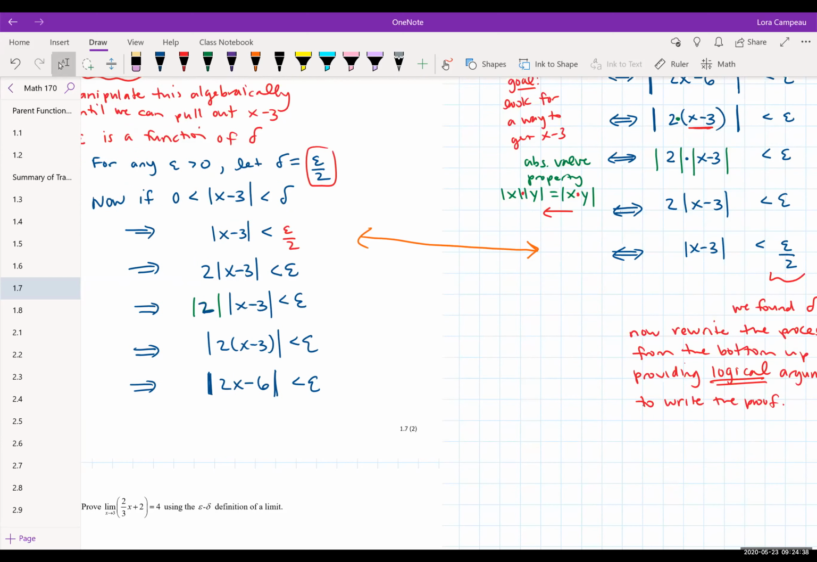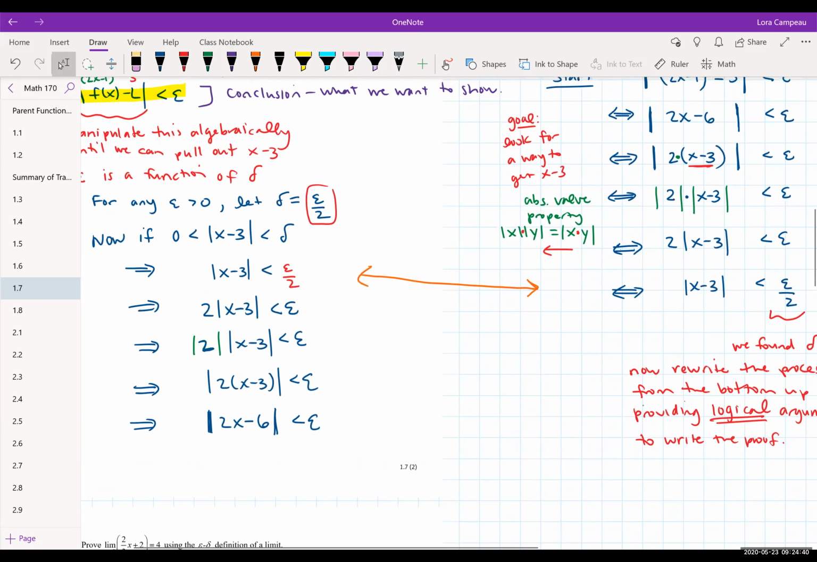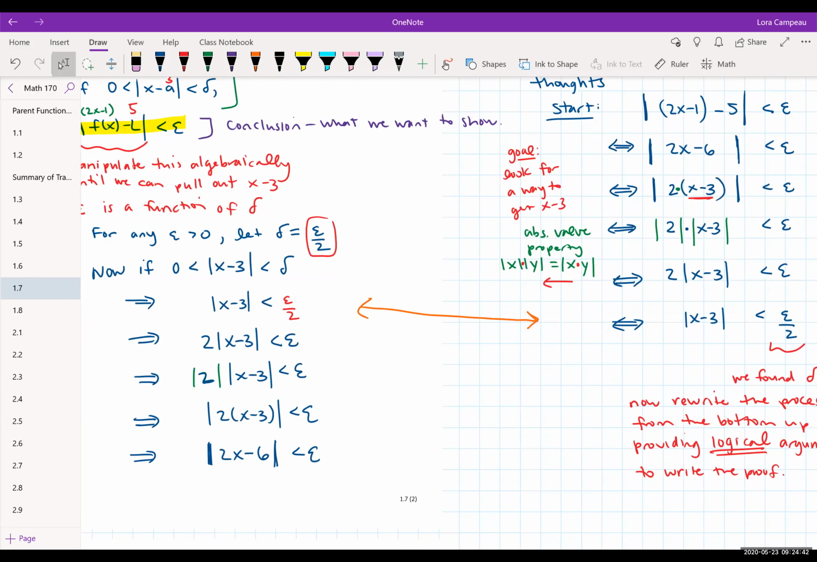Now here's where we have to get a little creative. And that's the reason why we worked backwards. How would you know to break up the 6 with the 1 and the 5, or whatever numbers were in your proof already? So this is where we're saying, okay, let's finally look at our original step that we had in our thoughts. Instead of writing 2x minus 6, we're breaking up the 6 as negative 1 minus 5. So we end up having 2x minus 1, subtracting off 5.